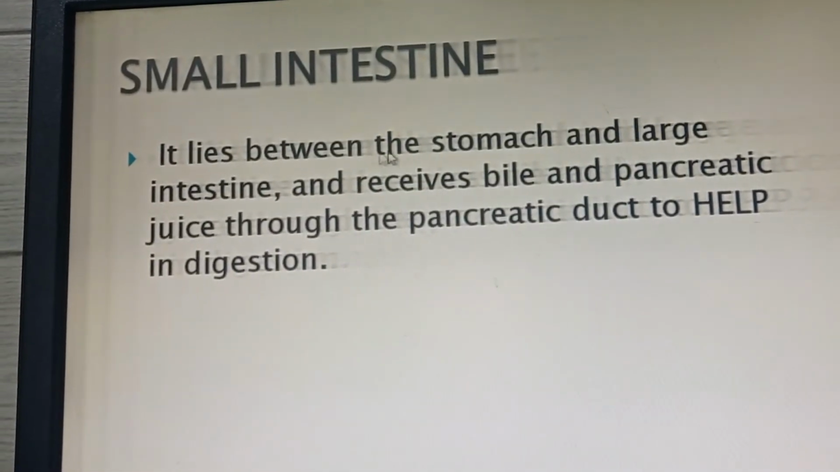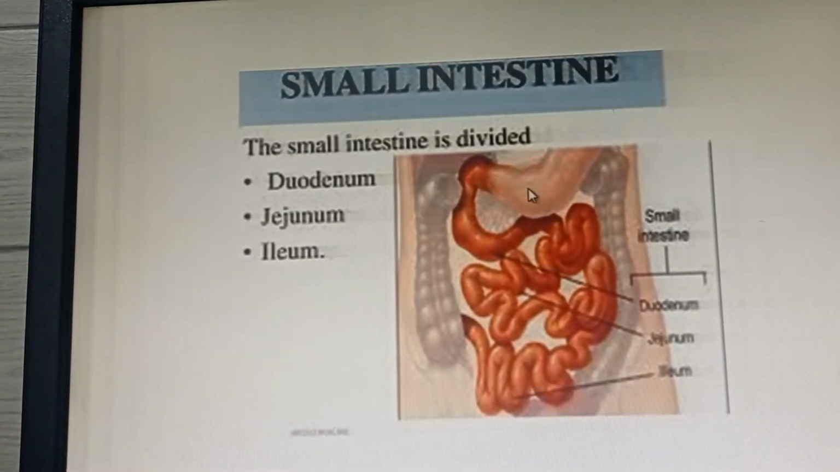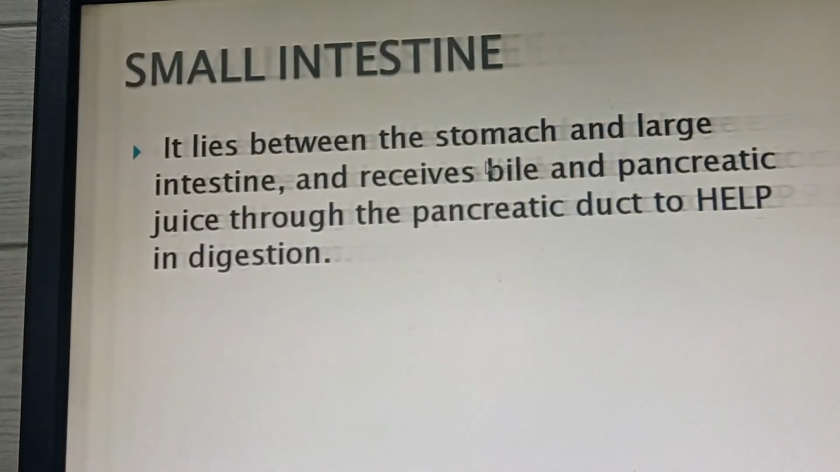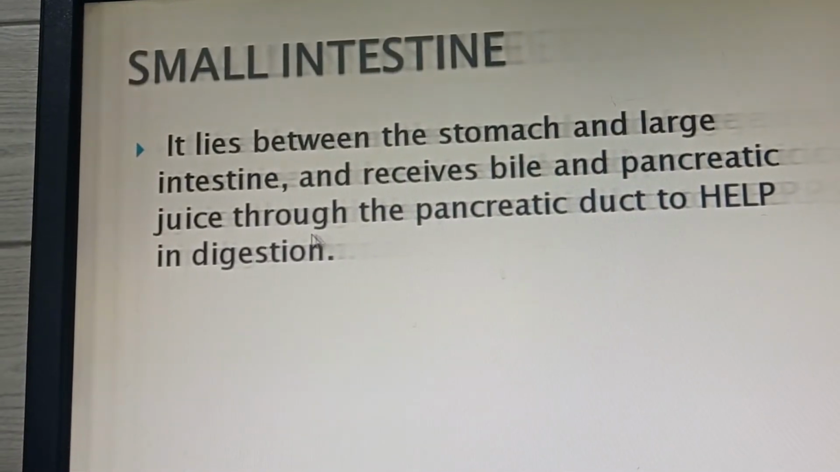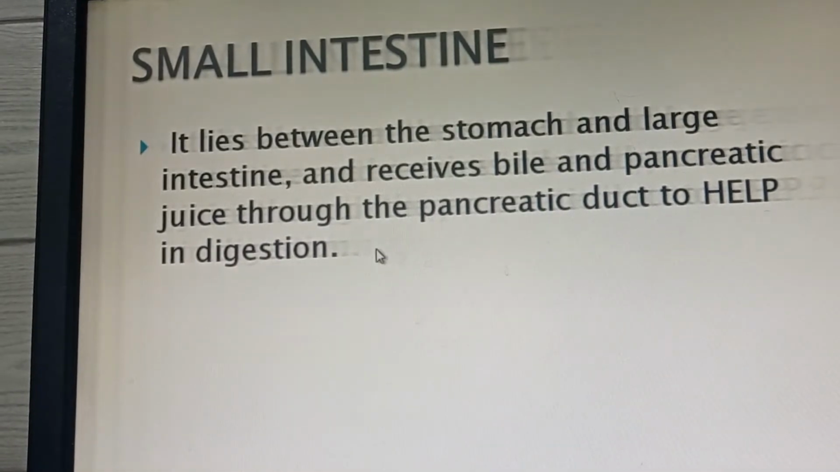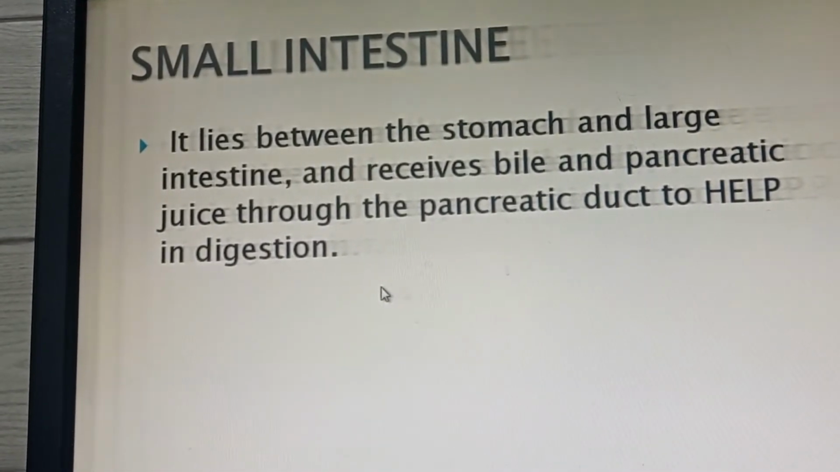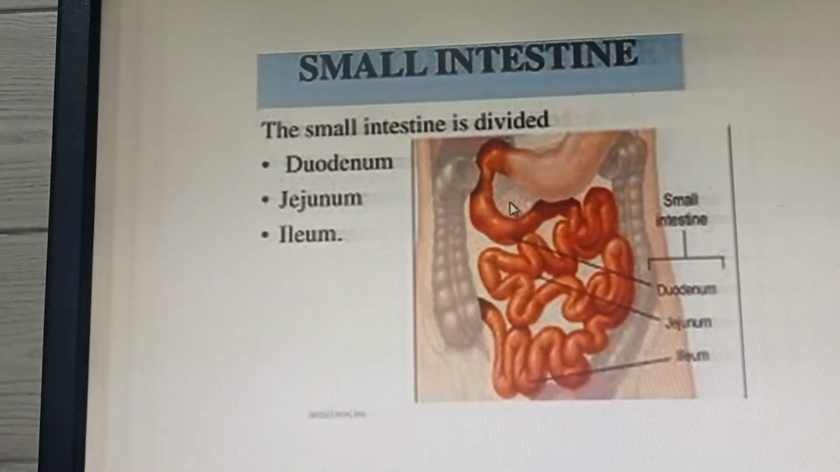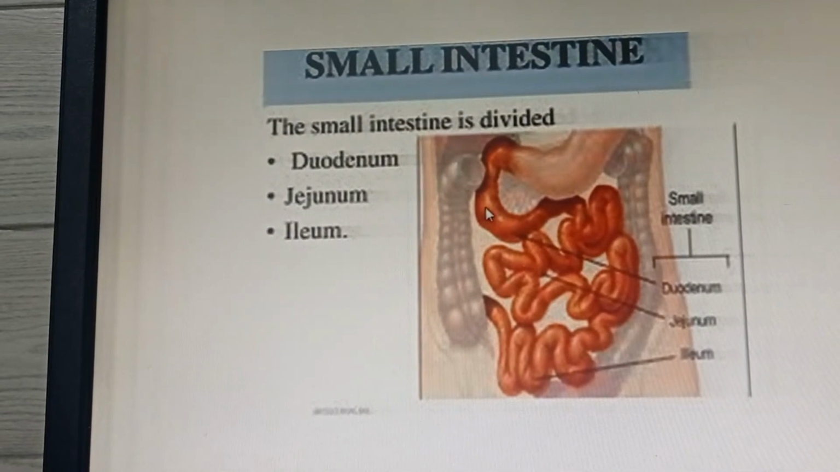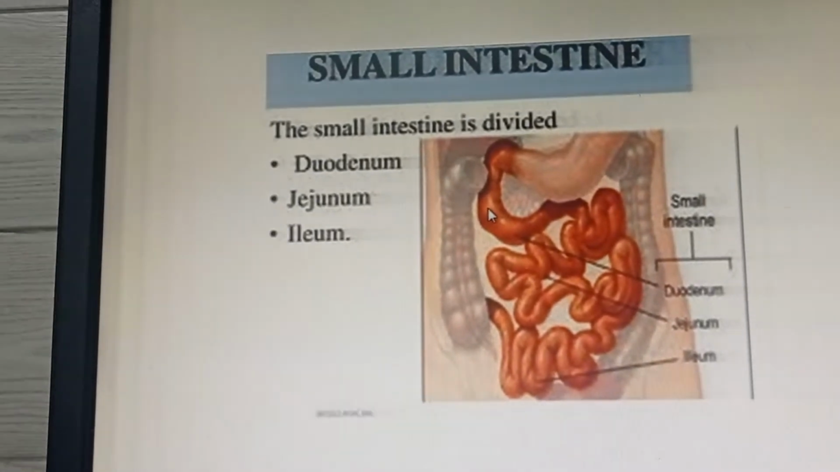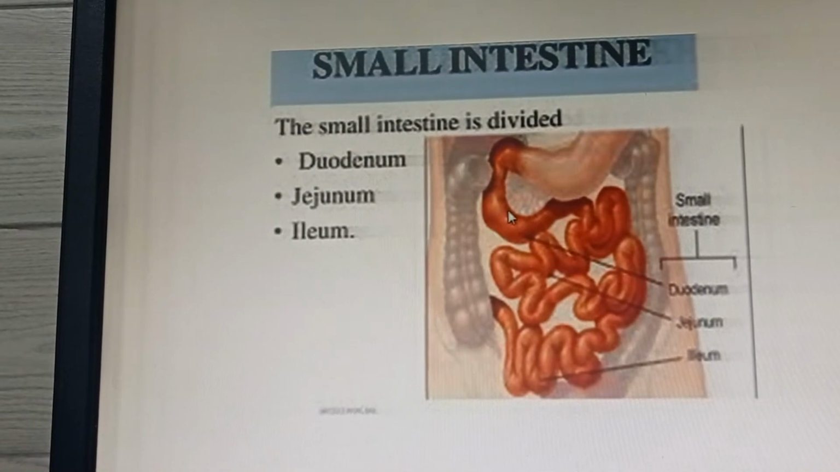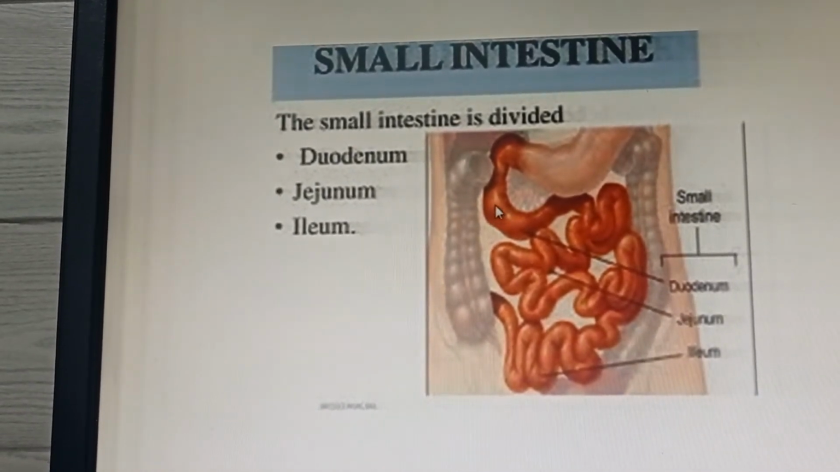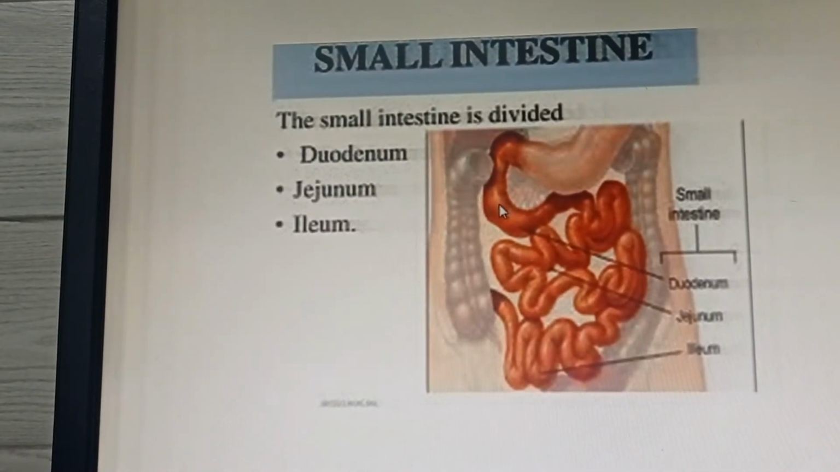Small intestine lies between the stomach and large intestine. You can see in this picture it is located between stomach and large intestine, and receives bile and pancreatic juice through the pancreatic duct to help in digestion. Small intestine receives pancreatic juice from the pancreas and bile from the liver, which helps in digestion. Duodenum is the part of a small intestine which receives bile and pancreatic juice.